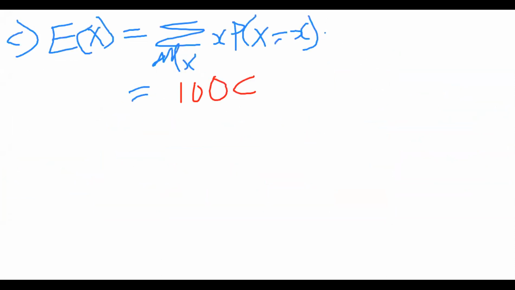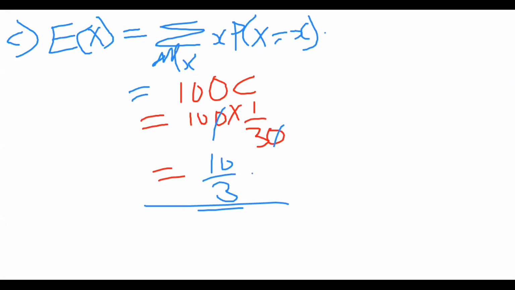So let's say 100C times 1 out of 30, which gives us, the 0 cancels here. We give 3 recurring. So that is our answer.